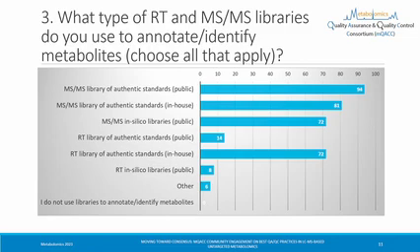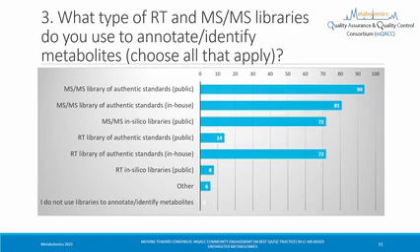So the third question was, what type of retention time and MSMS libraries do you use to annotate, to identify metabolites? And again, choose all that apply within here. And then the first three options are based on MSMS libraries, and the next three options are based on retention time libraries.